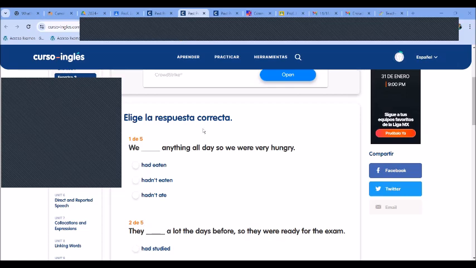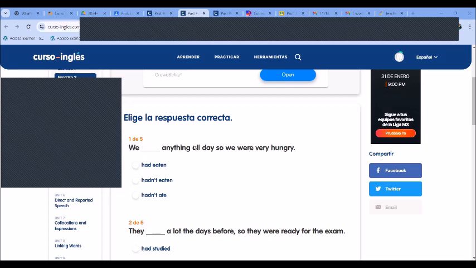Had. All right, look at the context of your sentence. What's your past simple? Your past simple said, we were very hungry. So, we hadn't eaten anything all day, so we were very hungry.